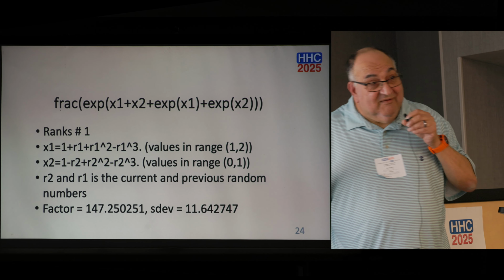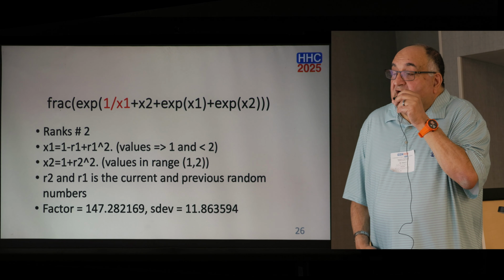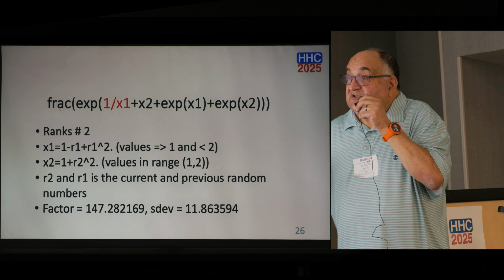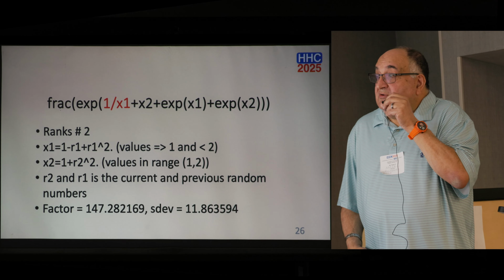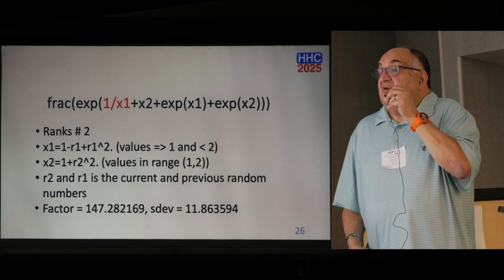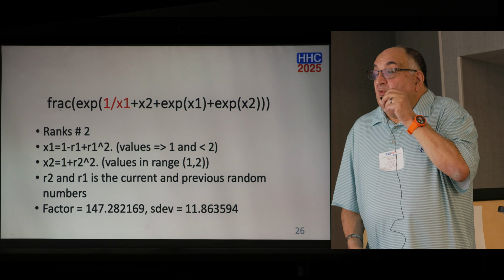Rank number 2 here, instead of adding x1 and x2, I took 1 over x1 plus x2 plus their exponents. And both are quadratic polynomials of their respective random numbers. x1 is related to r1, and x2 is related to r2. And I also get penalty factor of 147.28. Still good, still below 147.5.